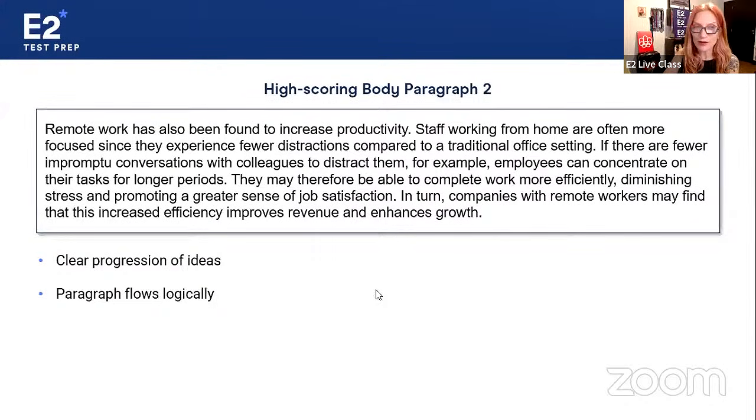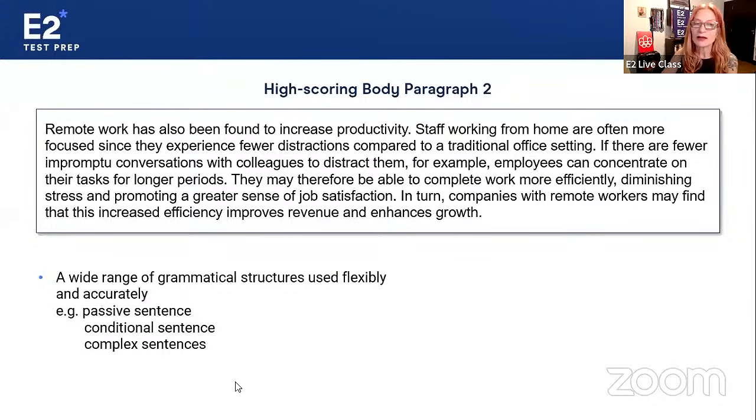So clear progression of ideas, the paragraph flows, linking words have only been used where needed, no overuse. Therefore, furthermore, no need for so much. A wide range of grammar structures, passive, conditional, complex, lovely.